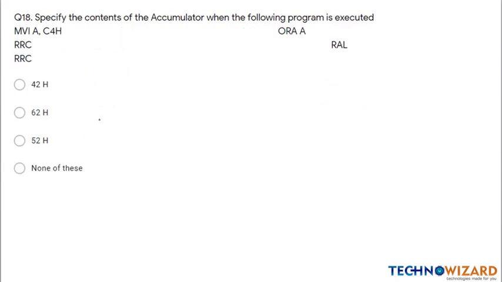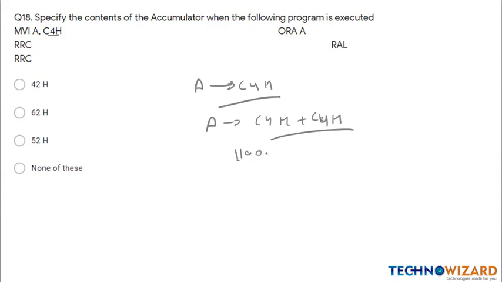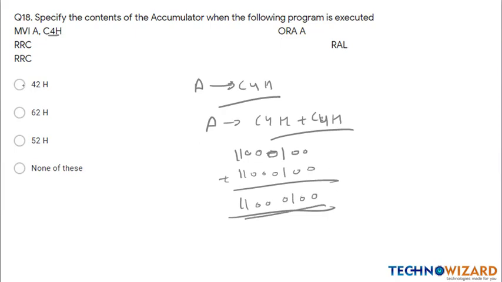Question number 18. MVI A, C4H, that is move immediate data C4H to the accumulator, that is A is C4H. Okay. After this, they have said ORA accumulator, or the accumulator. Okay. That is A is C4H OR C4H. On ORing this, C4H is 1100 0100, and on ORing with 1100 0100, we will get the same number, 1100 0100. Okay.